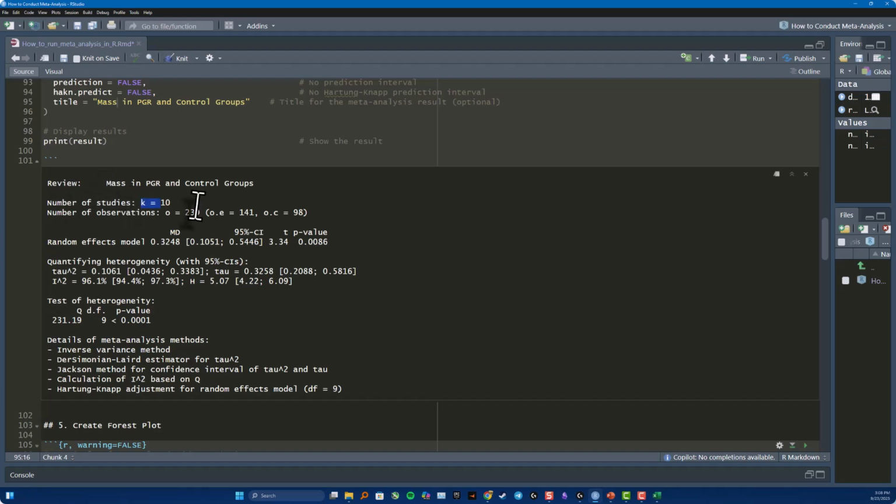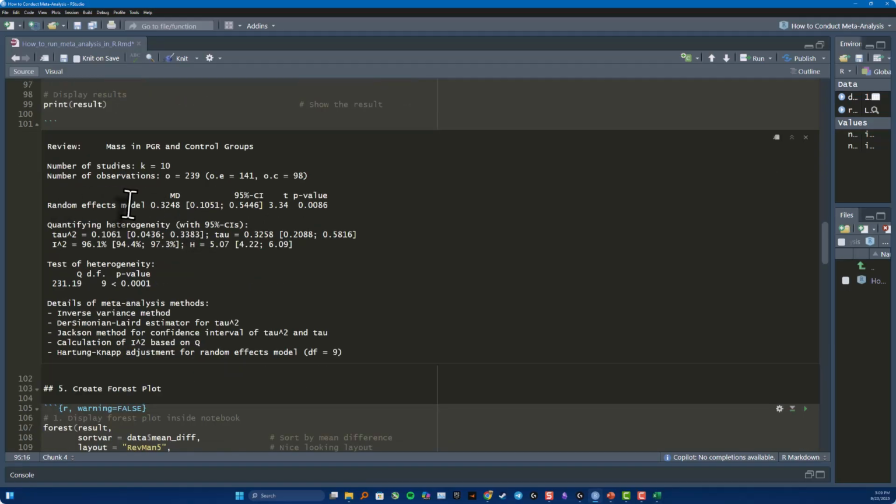So here we have a total of 10 studies. Remember, this is different from observations. This is just the number of papers. The number of observations, here we have a total of 239. Observations within our experiment are 141, and within the controls are 98.